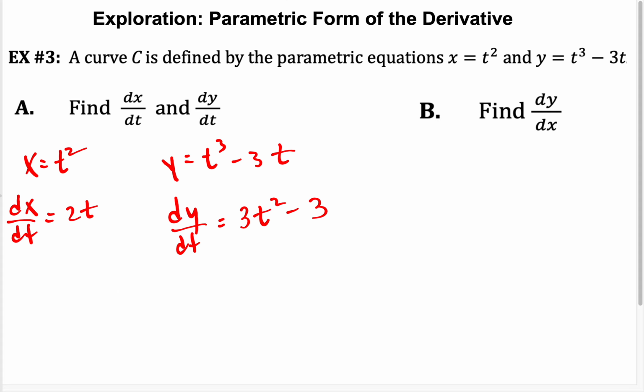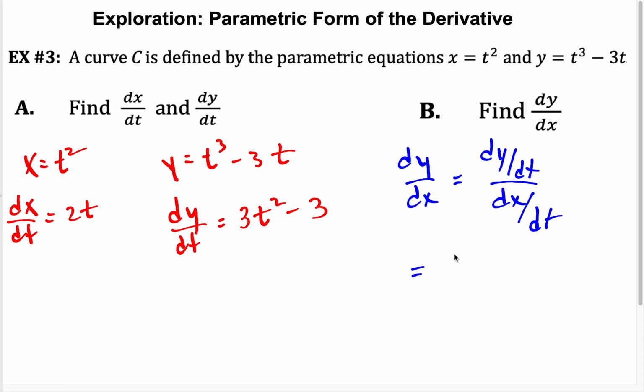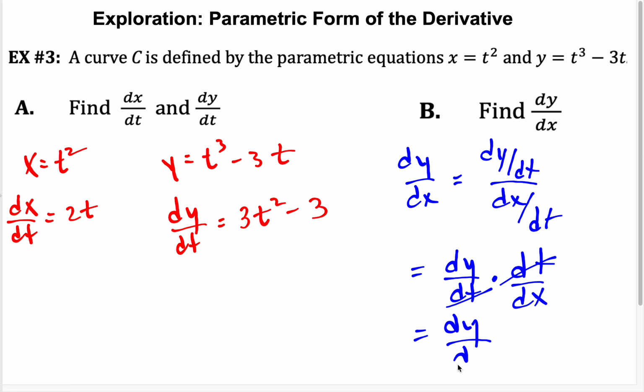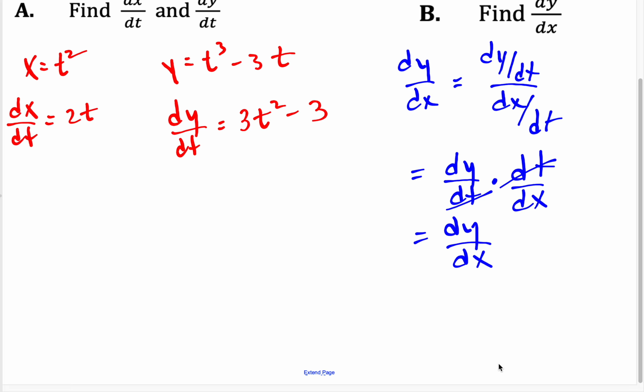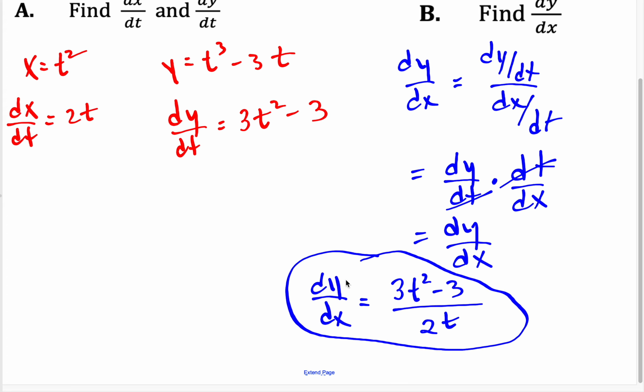Part B, we are going to find dy/dx, which is dy/dt over dx/dt. And if that's confusing you why that's the case, let's think about it. Take the top, which is dy/dt, times the reciprocal of the bottom, which is dt/dx. They cancel. That's why dy/dt over dx/dt is dy/dx. So let's find it now. All right, dy/dx. So I'm going to take dy/dt divided by dx/dt, and voila, there we go. Pretty basic.